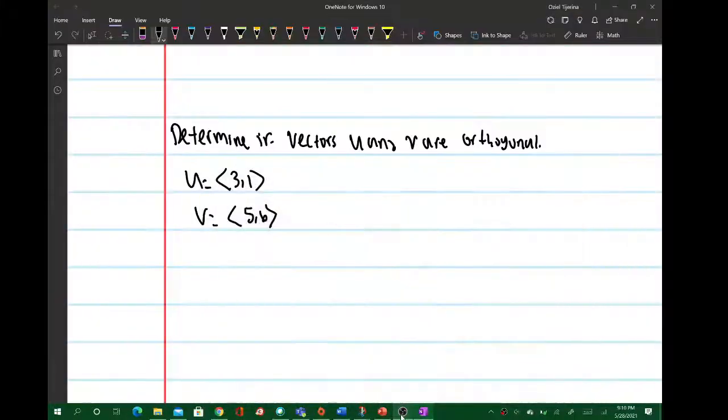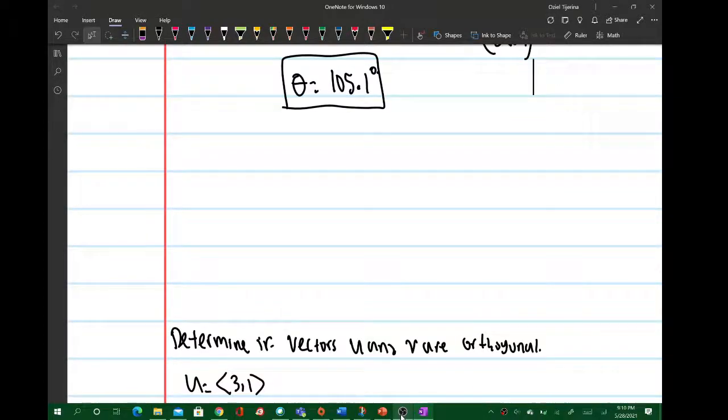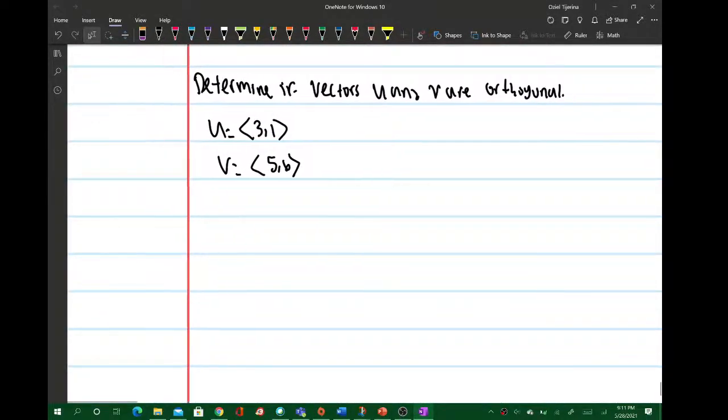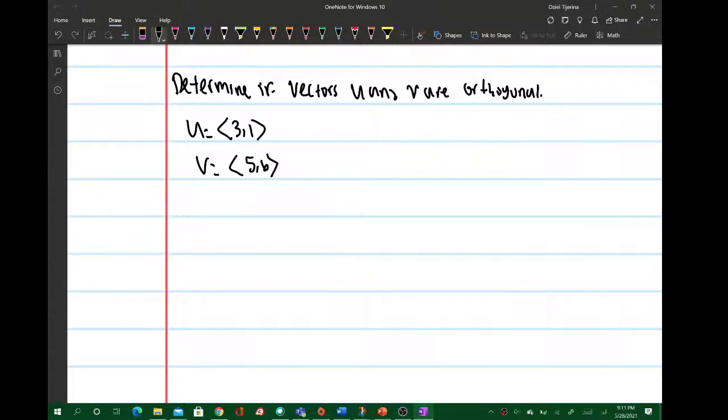Alright, so let's look at this problem here. Determine if vectors u and v are orthogonal, okay? So, this one, basically what you have to do here is a dot product.